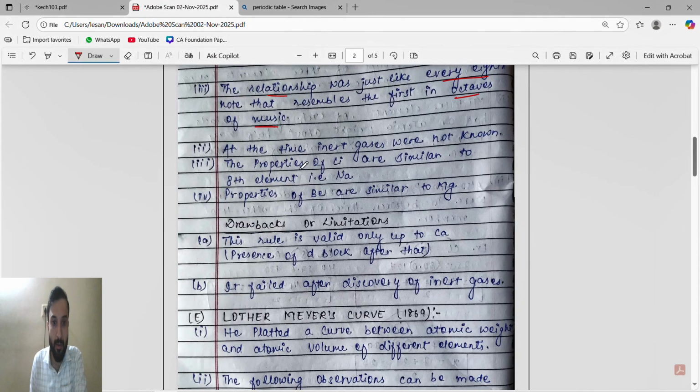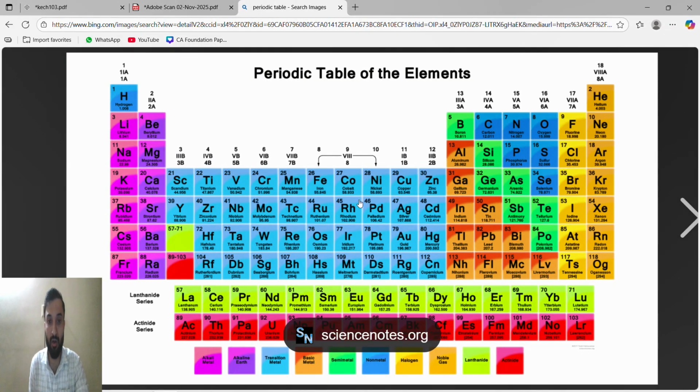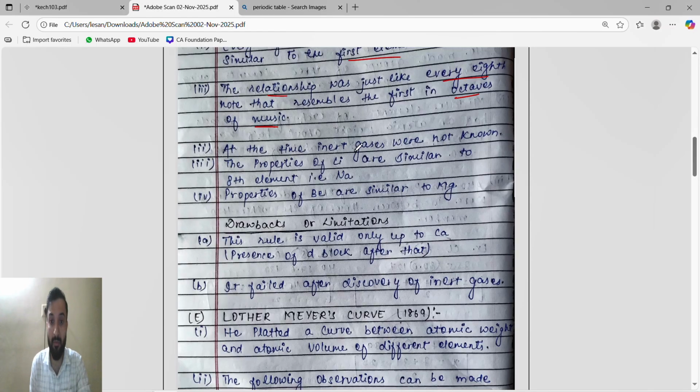Next he said, at the time inert gases were unknown. So what happened at that time? Inert gases were discovered at the very last, when Henry Moseley gave the periodic table. The modern periodic table was given by Henry Moseley, and he brought in the noble gases. So at the time inert gases were not known.